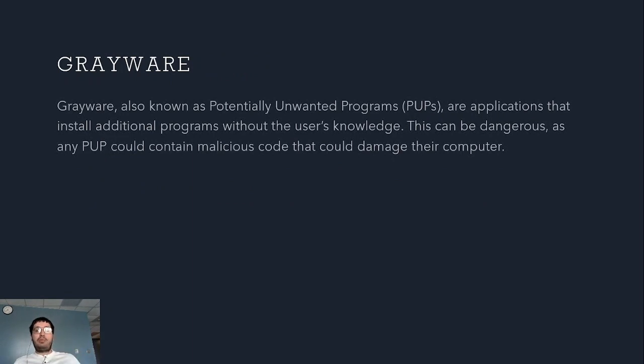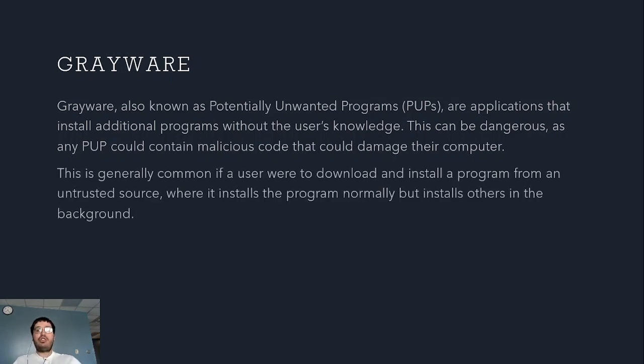And grayware, the third one. Grayware, also known as potentially unwanted programs, or PUPs for short, are applications that install additional programs without the user's knowledge. This can be dangerous as some PUPs could contain malicious code that could damage their computer. This is generally common if a user were to download and install a program from an untrusted source on the internet, where it installs the program normally, but could install other programs in the background with or without the user's prior knowledge or consent.